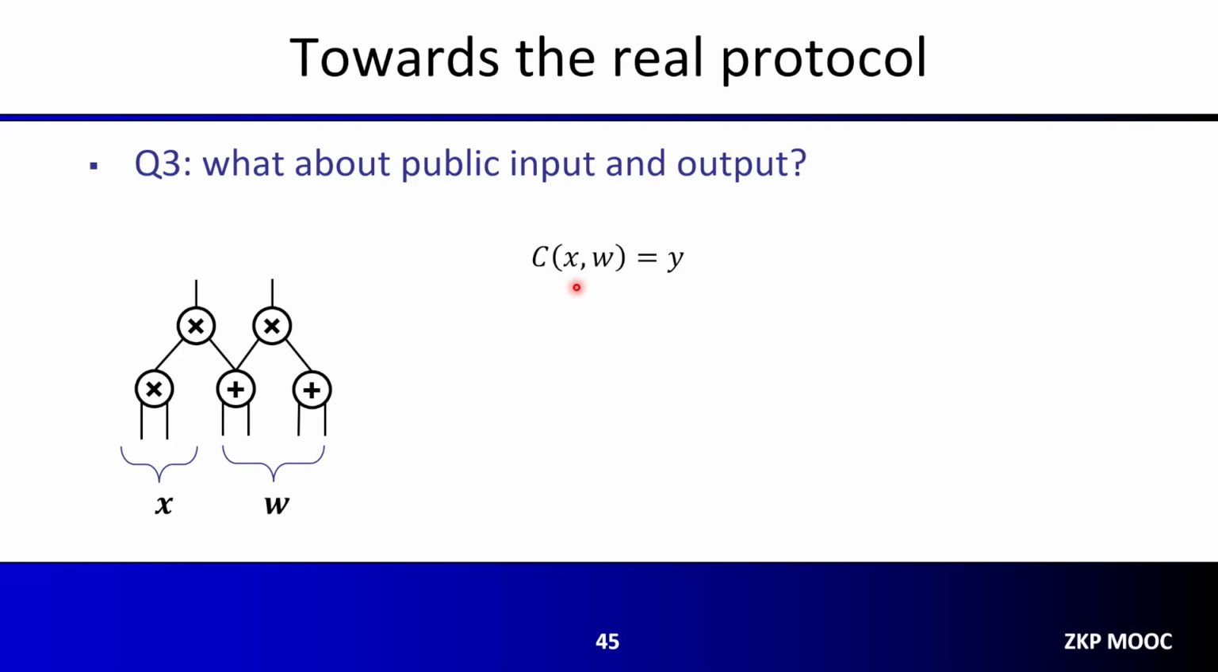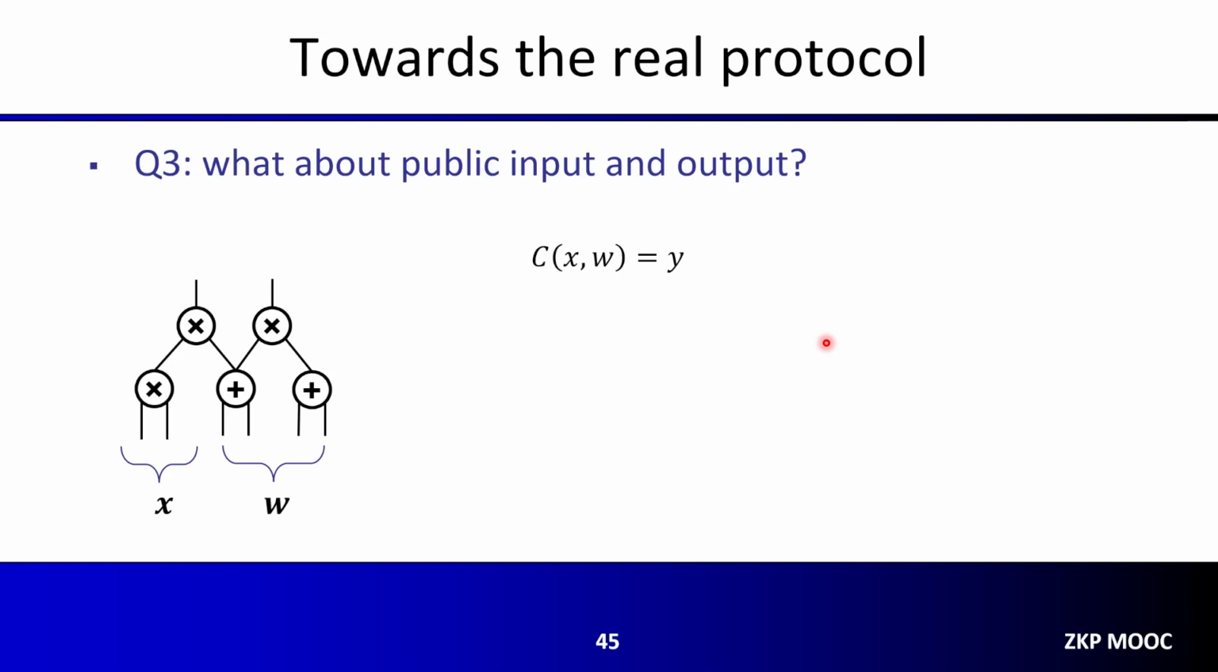So then how can we support this general case in the construction of this SNARK? Right now, instead of proving C of W equals Y, we are proving C of X, W equals Y, where W is the secret witness known by the prover, X is the public input, and Y is the public output. So how can we support this version?